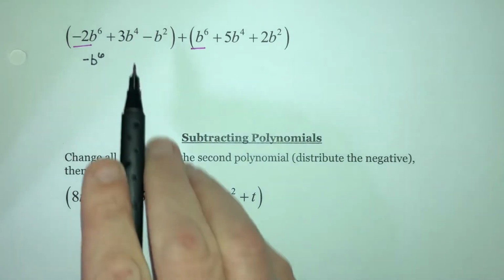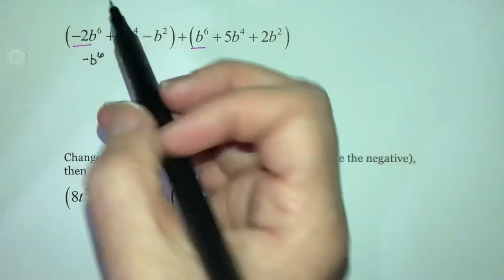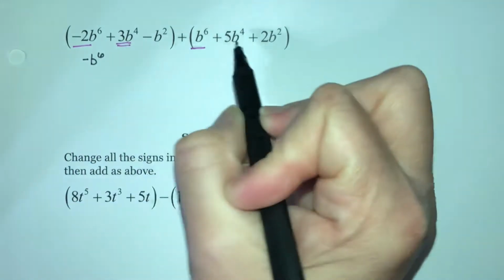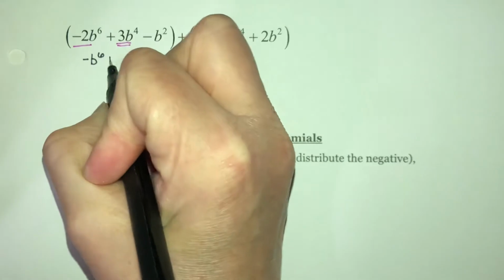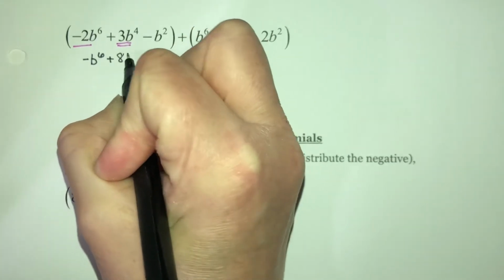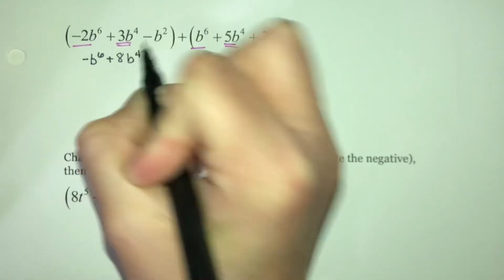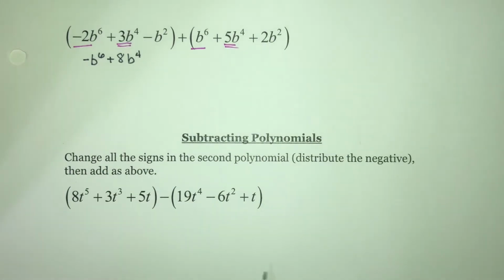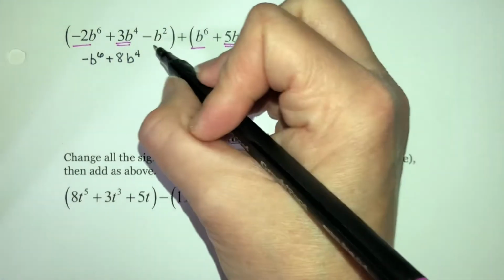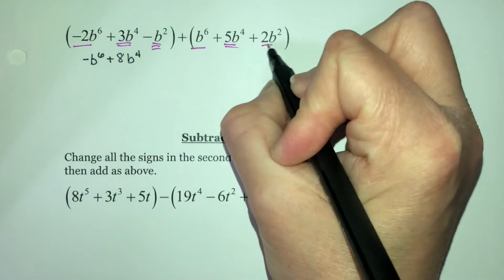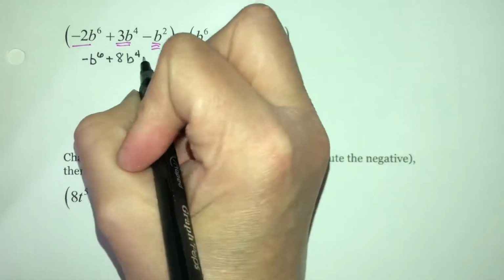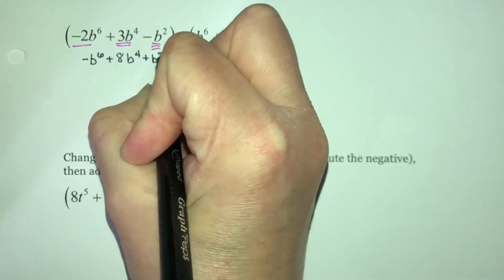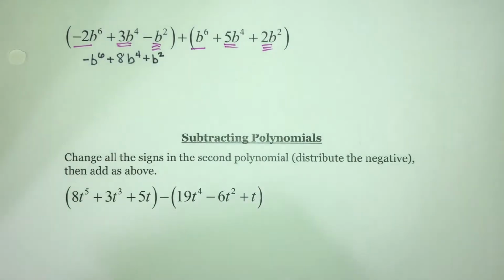My next largest exponent would be the 4. So I'm going to combine the 3 and the 5. 3 plus 5 would be 8. So this is 8b to the 4th. And then I have the b squareds. Negative b squared plus 2b squared would be just positive b squared. And that would be my answer.